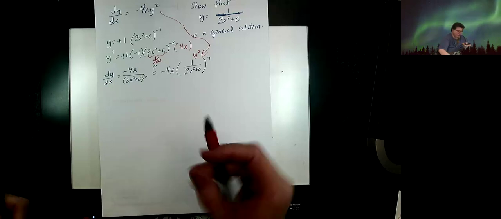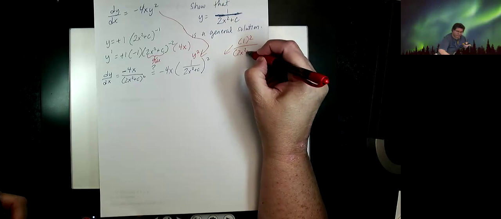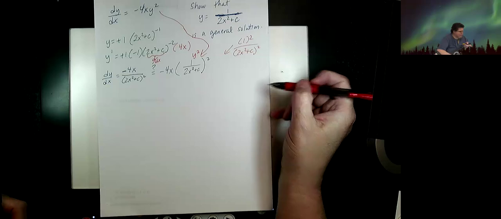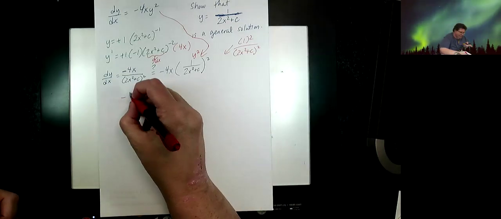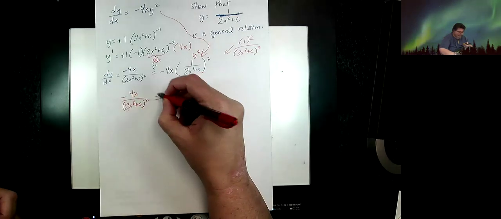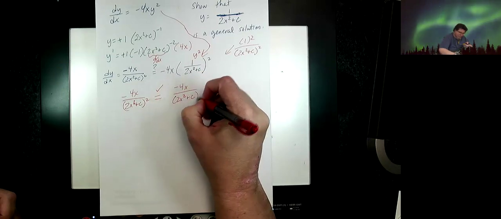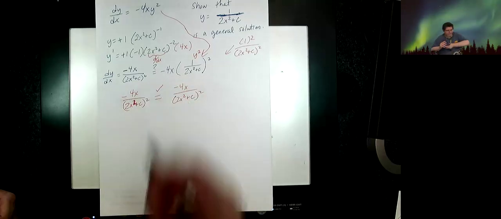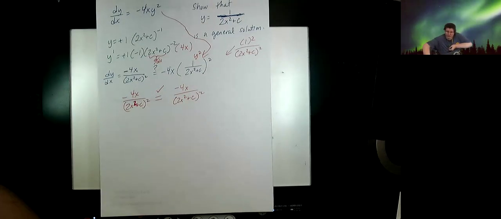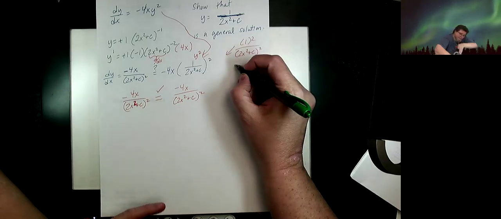I can break this up to do the square on top over the square on bottom. But the top is just 1. And we get negative 4x over 2x squared plus c squared does in fact equal negative 4x over 2x squared plus c squared. C can be any value.